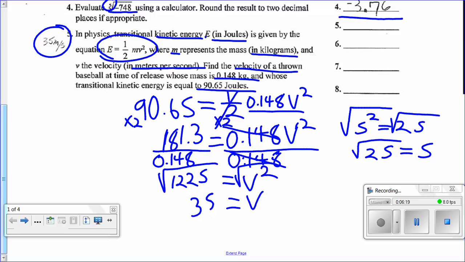1225 is 35. Now, it's automatically in meters per second, because as long as the energy is in joules and the mass is in kilograms, the equation will automatically give you the velocity in meters per second when you solve for it. So that's the first one. I wasn't sure. I saw this.